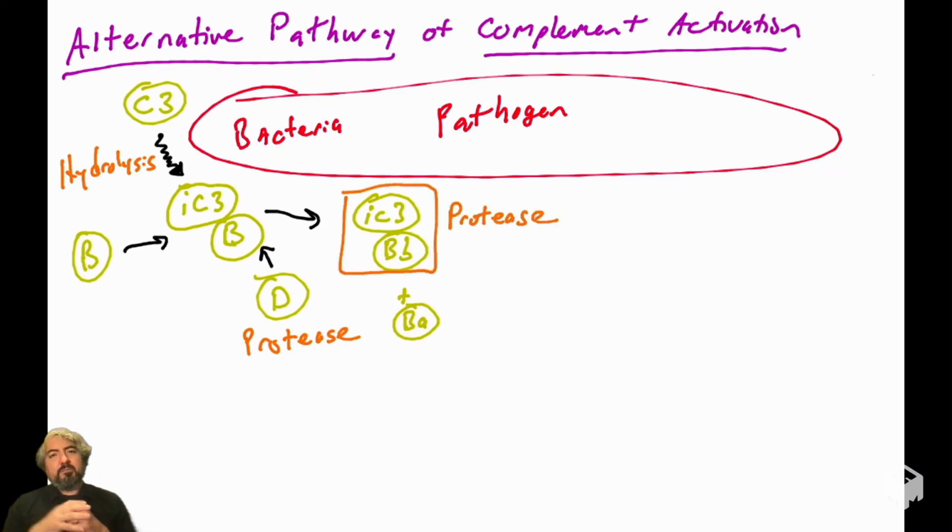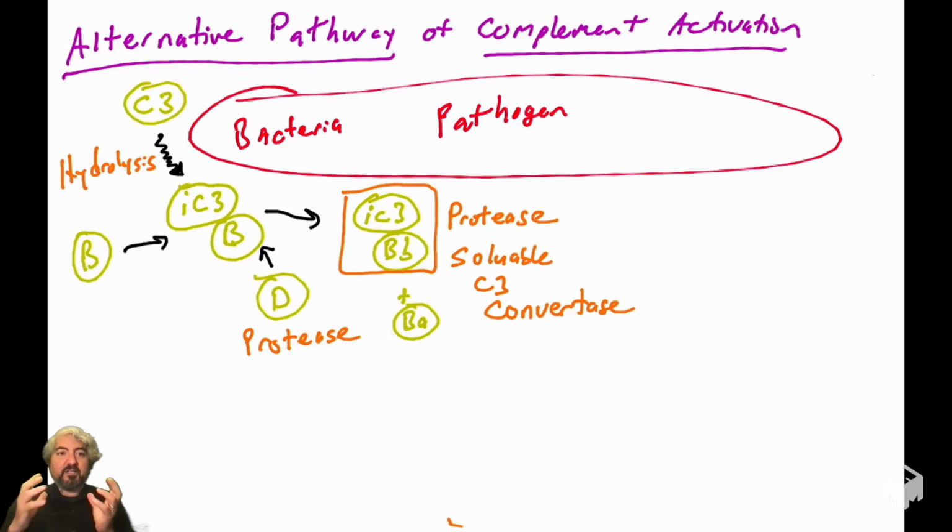This complex of proteins, IC3 and BB, is now a protease. Wait, was it a protease before? No. Remember this term zymogen, where something might be in an inactive form and now it's an active form? Before, this was not a protease. When IC3 and B were together, not a protease. Now that factor B is cleaved, now it's a protease. So IC3, when it is bound to BB, is a protease that we're going to give a name: the soluble C3 convertase. So we just formed a protease, and we formed it by using a protease.